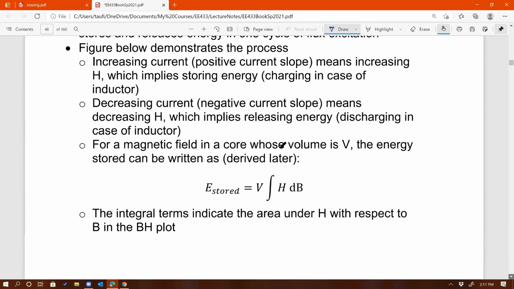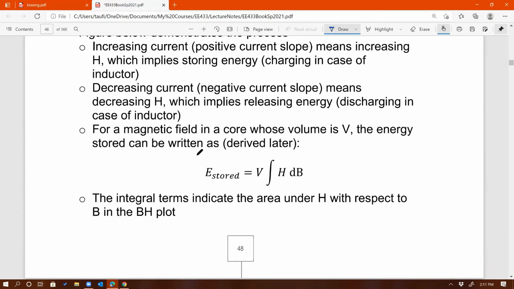First of all, the equation for energy stored in the core, we're going to derive this later, is equal to the volume of the core times the integral of H, the field intensity applied to the core, with respect to the flux density B. So that's the equation for energy stored in the core, okay? Which is basically the area under the curve, right? The area under H with respect to B in the BH curve.